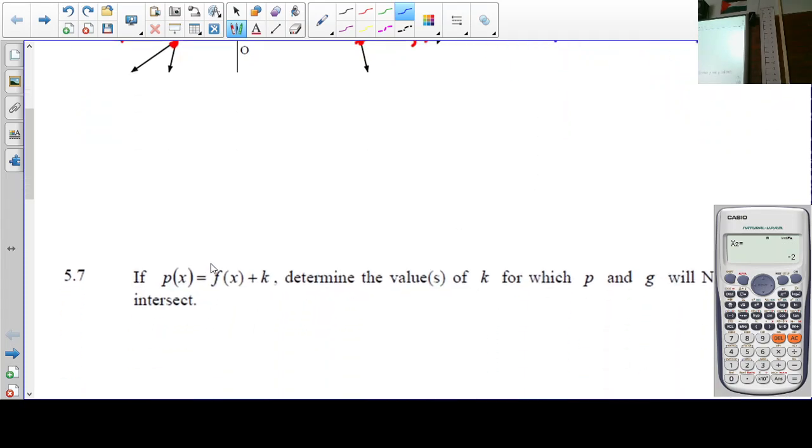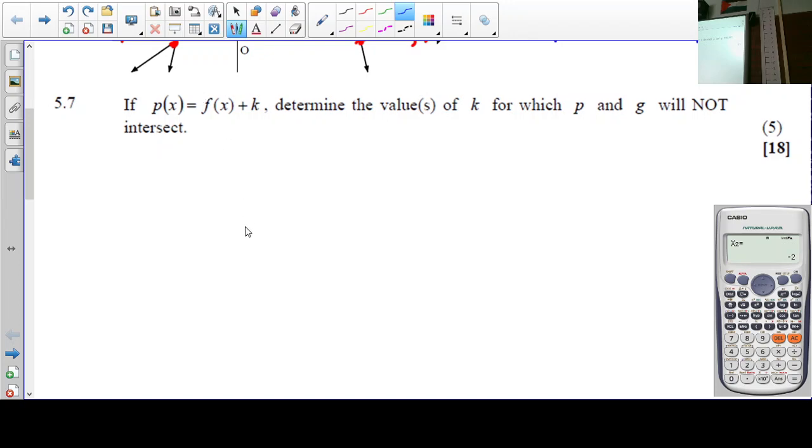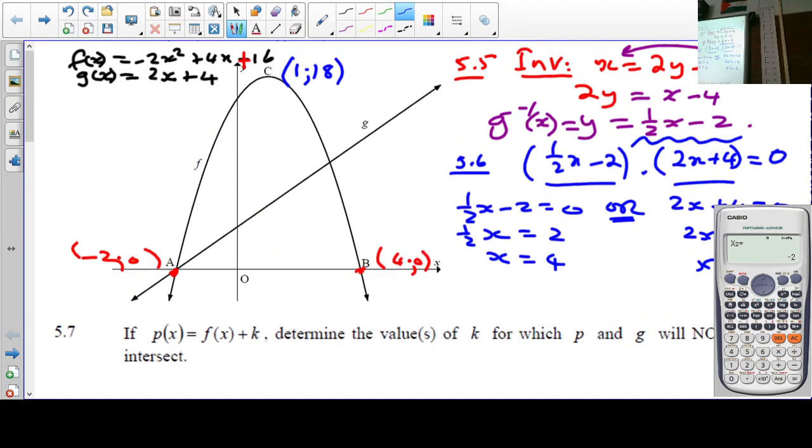In question 5.7, it says if P of x is equal to f of x plus k, determine the values of x for which P and g will not intersect. Okay? So what we notice here is that there's a transformation that happened on f of x. So what does that mean?